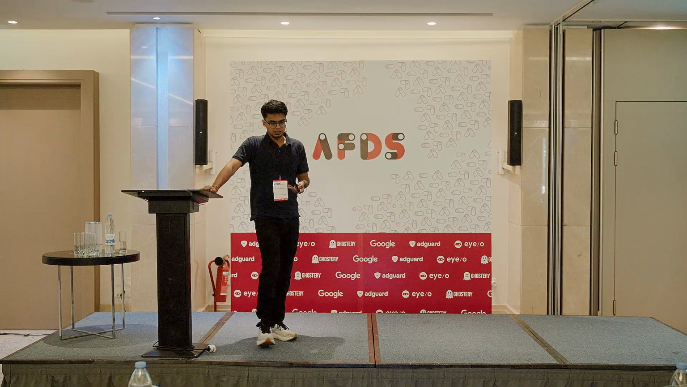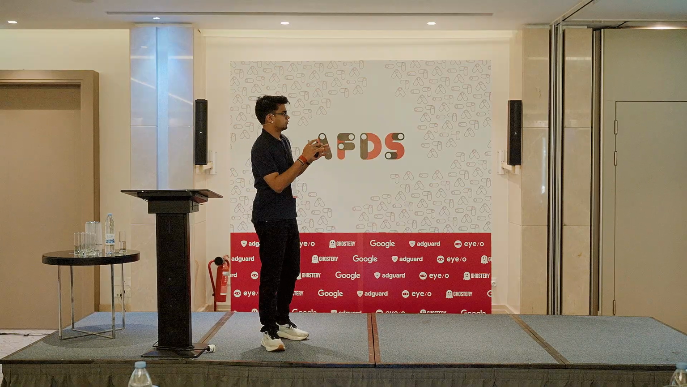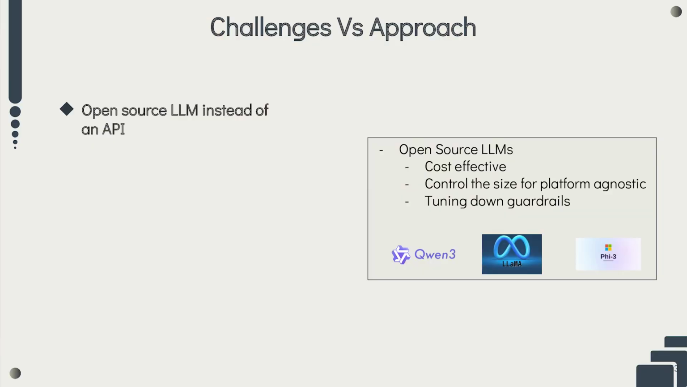There were a few challenges, and this is still ongoing work, but we'll talk about a few of the decisions that we took to address the challenges. First was, do we want to use an open source LLM instead of an API? We went through the open source route because number one, it's cost effective. It's easier to turn down the guardrails. All these closed source APIs have very significant guardrails. And also we can control the size, like what models we want to use.